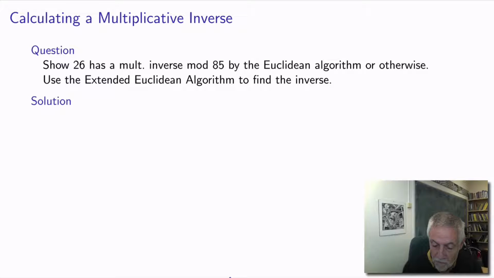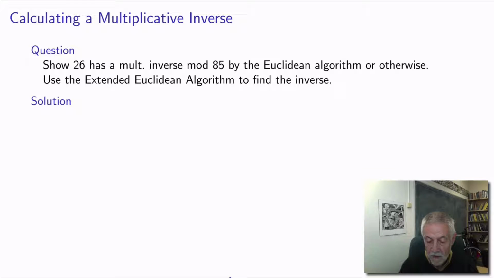We saw before that if we can show that 26 and 85 have no factors in common, in other words, if the greatest common divisor of 26 and 85 is 1, then 26 has a multiplicative inverse modulo 85. Also, going through the numerical example here will help understand the proof that we just did.